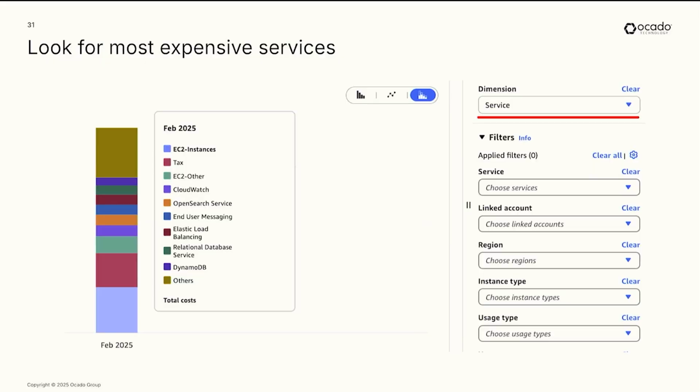Okay, so the next vector of attack is looking for the most expensive services. In my mind, I think about it as kind of like peeling the layers of an onion. You have this giant onion, your AWS spend, and you try to go down, peel off all the layers and figure out where you can save money. So you see the Cost Explorer, and I've grouped it by service, and it's from February 2025.